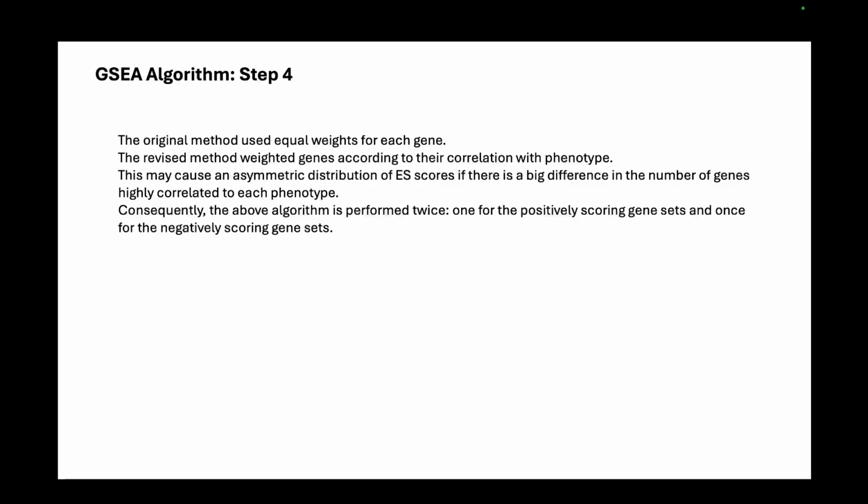In the original method, equal weights are used for each gene. In the revised method, you can give weights to genes according to their correlation with the phenotype. So basically, the correlation that you're calculating and ranking them by, you're not only ranking them, but using the correlation as a weight for calculation of the enrichment score. This may cause an asymmetric distribution of the enrichment scores if there is a big difference in the number of genes highly correlated to each phenotype. Consequently, the above algorithm is performed twice, once for the positively scoring gene sets and once for the negatively scoring gene sets. Right? Okay.